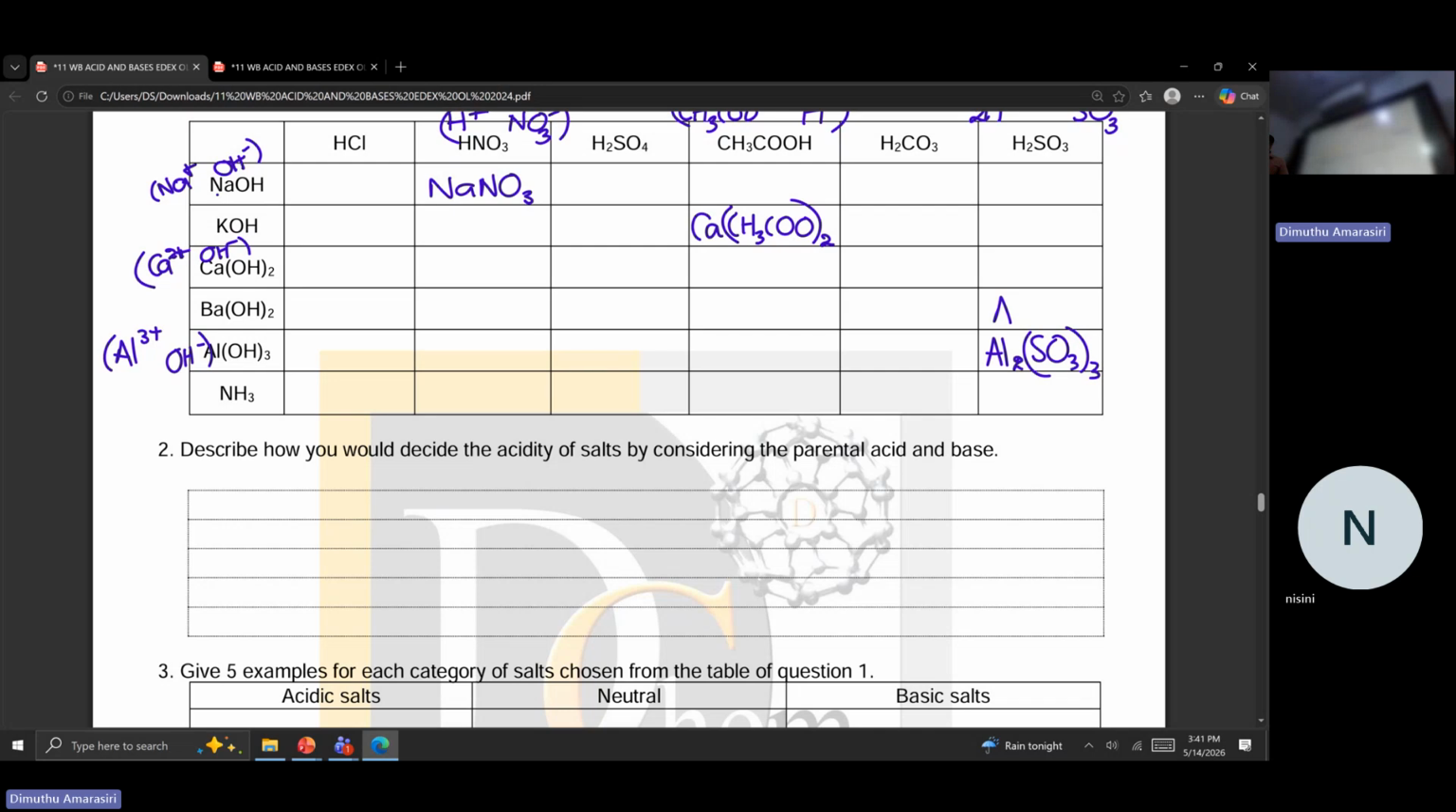Here the ammonium salts. Right. We can check ammonium nitrate. All right. Now I'm going to describe how you decide whether a salt is neutral or acidic or basic.